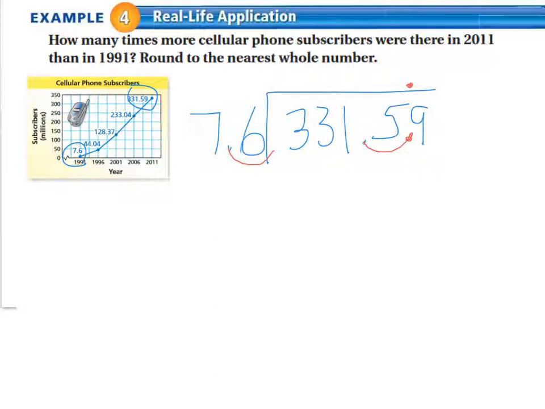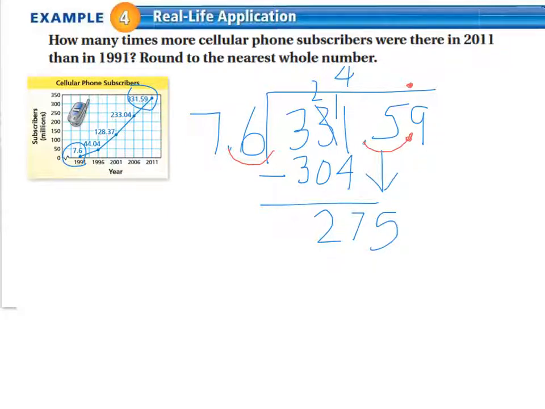76. How many groups of 76 are there in 3? There are none. In 33, there are none. In 331, I believe there would be 4 groups of 76 in 331. 76 times 4 will be 304. Subtracting 331 minus 304 would give me 27. I would need to regroup here. Bringing down my 5.